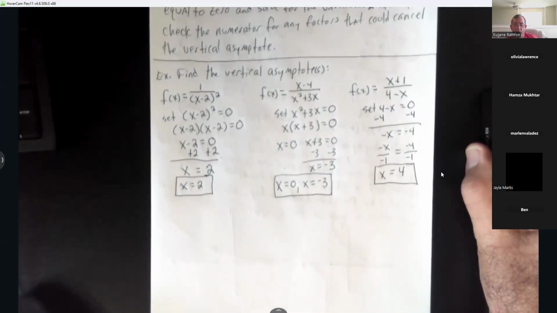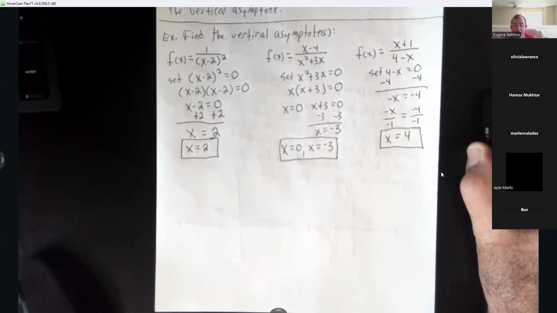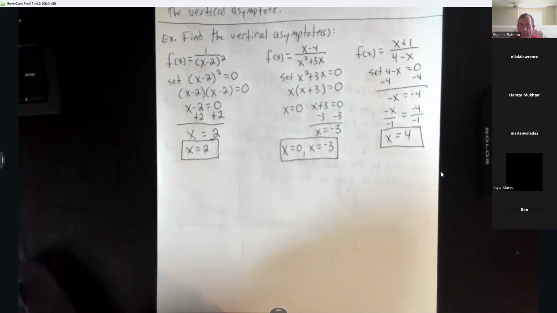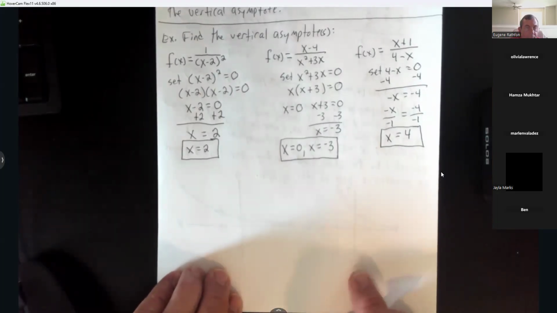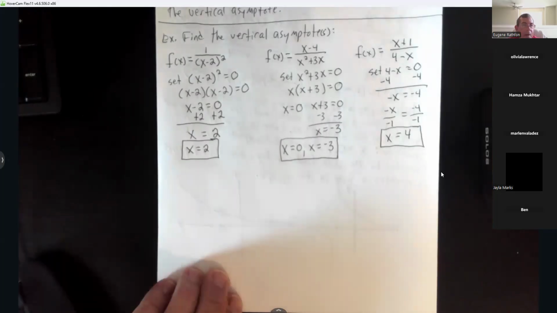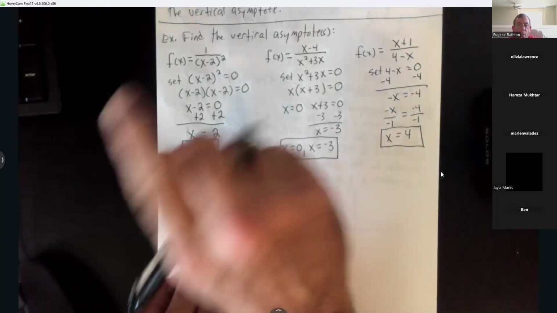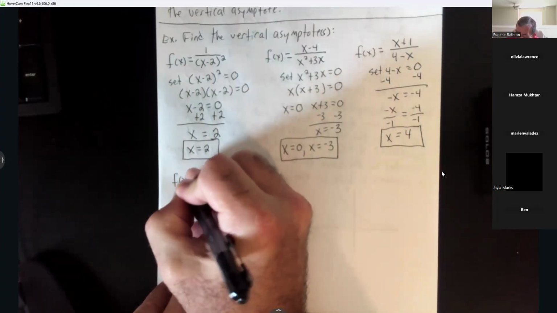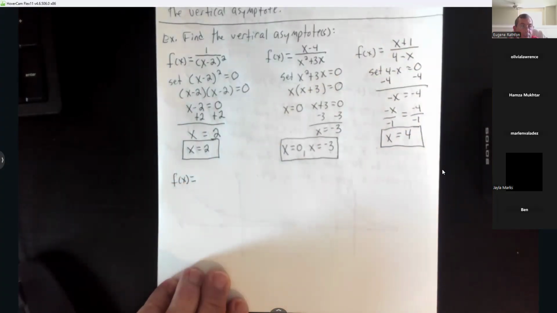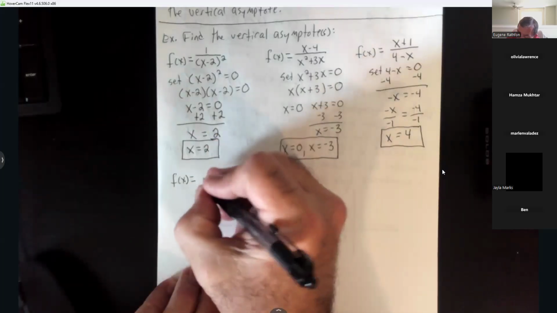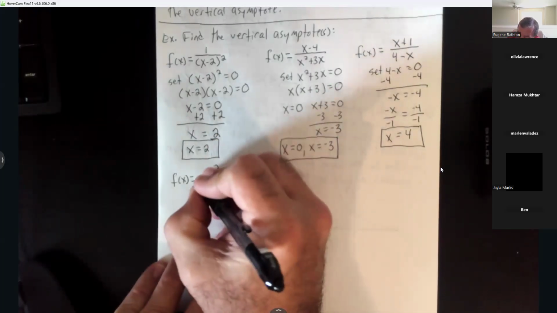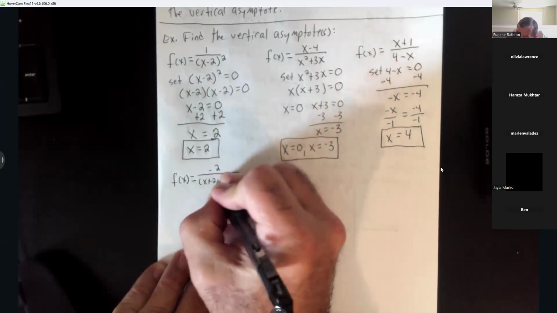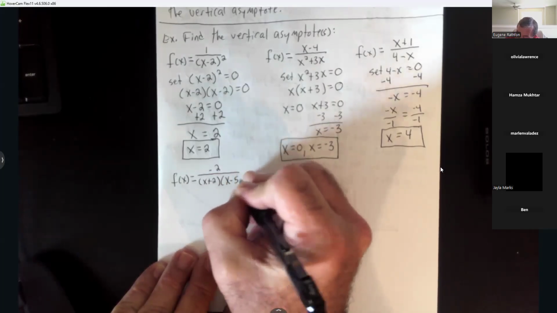So y'all, like I said, it's just going through there and figuring out how to solve that denominator and then doing a quick check and seeing if anything on top will cancel it, okay? All right, y'all, questions on these yet? Because I got a few more. So let's try this. And f of x equals negative 2 over x plus 2, x minus 5.